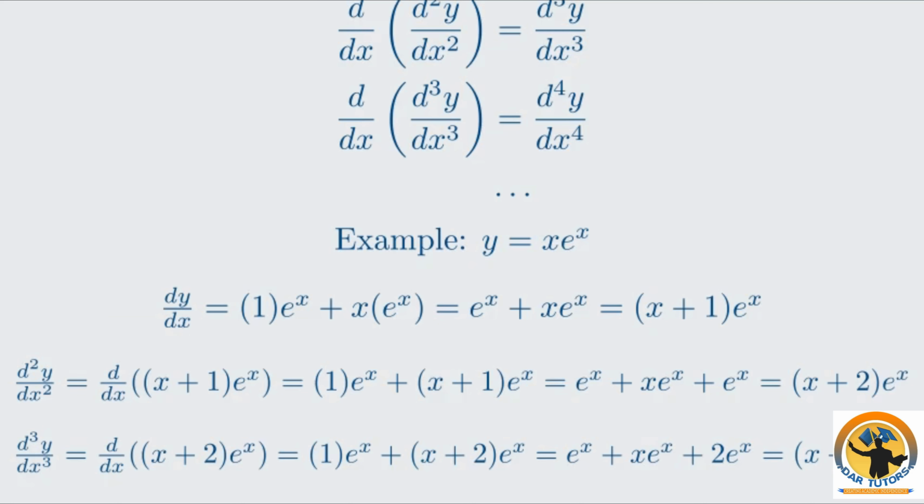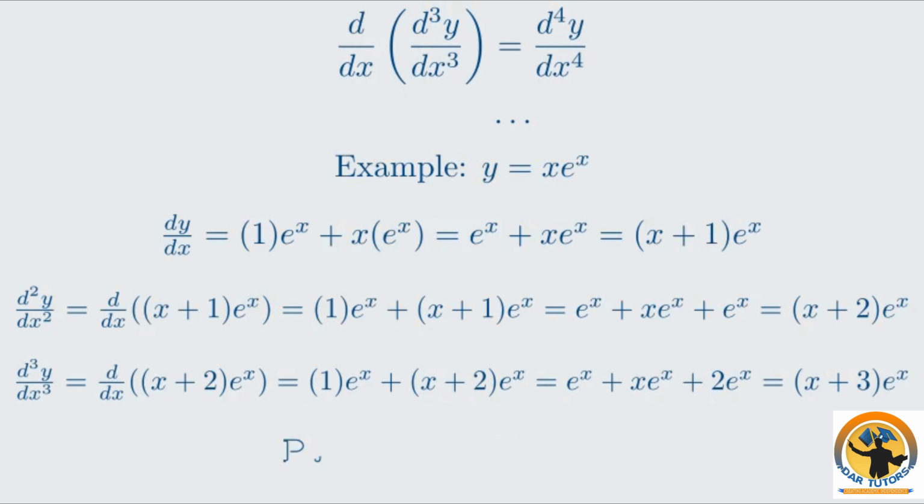Do you see the pattern? The coefficient of e to the x is always x plus the order of the derivative. This suggests that the nth derivative is the quantity x plus n times e to the x. We can prove this general formula using mathematical induction. Let's formalize this with a worked example.